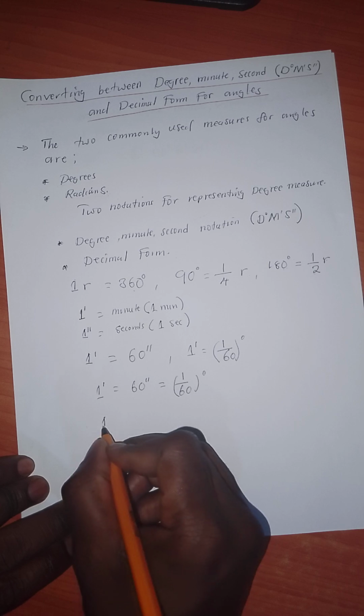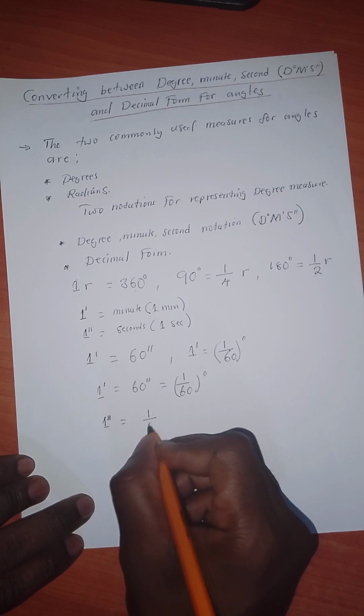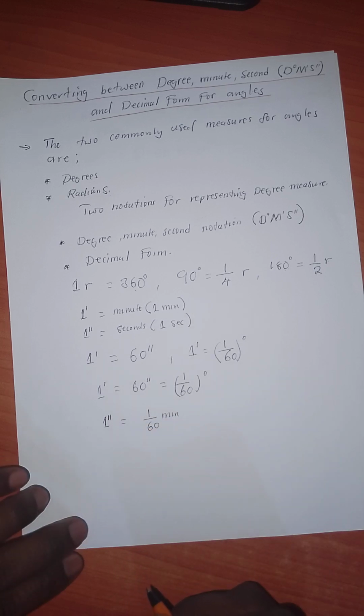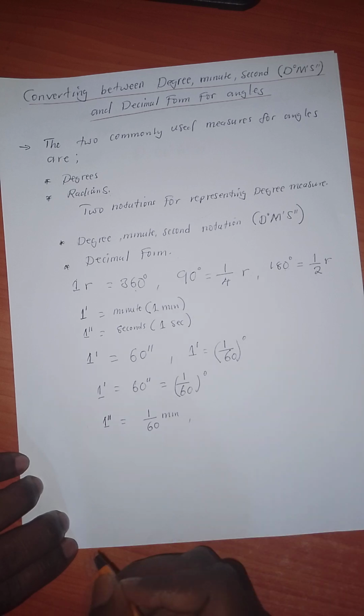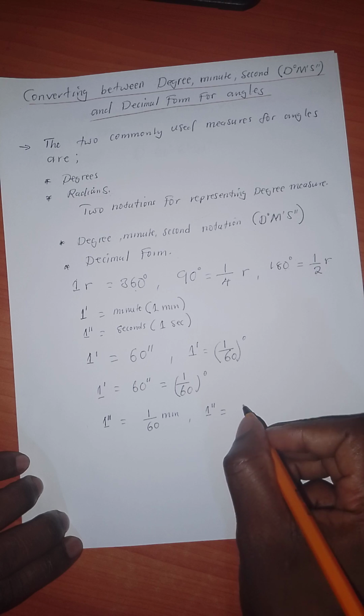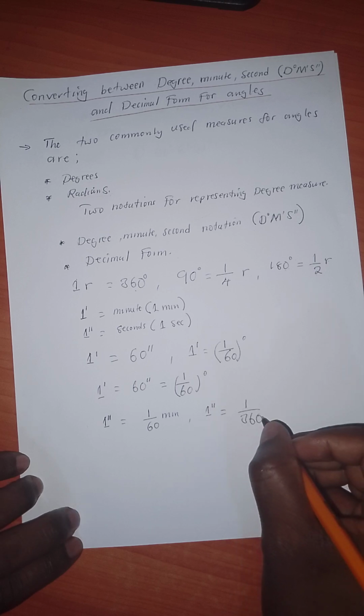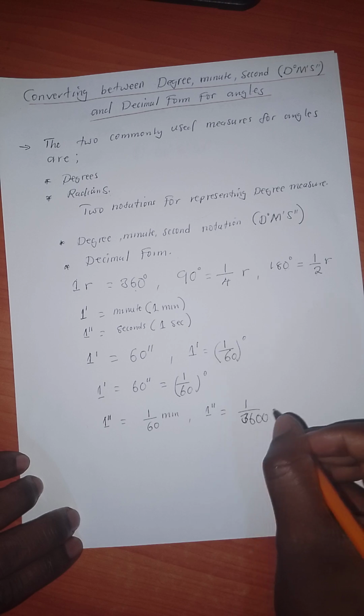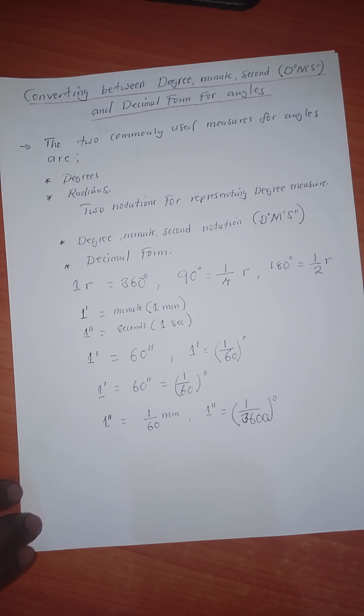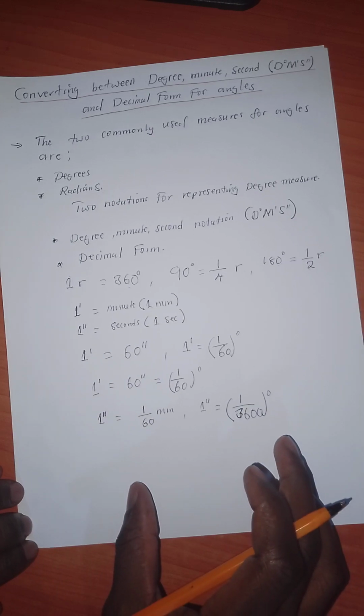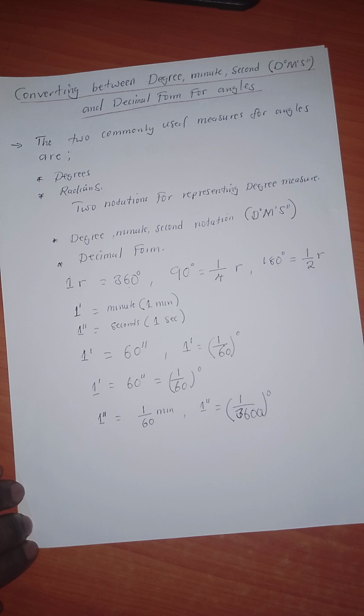From this conversion, we also need to understand that 1 second is equal to 1 over 60 minute. We also need to understand that the same 1 second is equal to 1 over 3,600 degrees. Knowing this is going to allow us to convert between degree, minute, seconds and the decimal form of angles, as well as from the decimal form to degree, minute, seconds. So let's look at that.